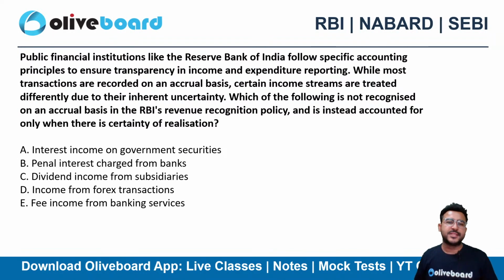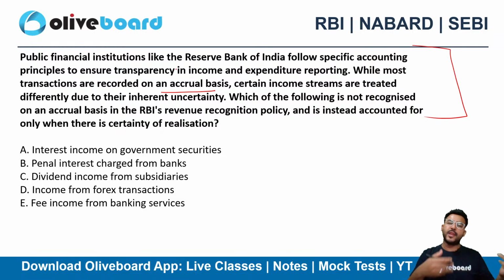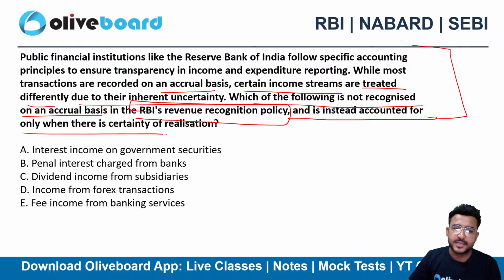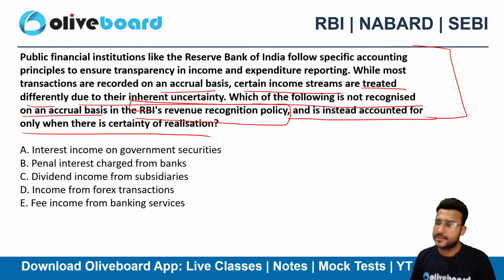Next is, public financial institutions like the Reserve Bank of India follow specific accounting principles to ensure transparency in income and expenditure reporting. While transactions are recorded on accrual basis, so this is a technical question. If you have read the annual report thoroughly, you will be able to answer it. Otherwise, you can answer it via guess also, right? While most of the transactions are recorded on accrual basis, certain income streams are treated differently due to their inherent uncertainty. Which of the following is not recognized on an accrual basis in the RBI's revenue recognition policy and is instead accounted for only when there is a certainty of realization? Here are the options in front of you. RBI recognizes everything on accrual basis subject to a few things on which inherent uncertainty is there.